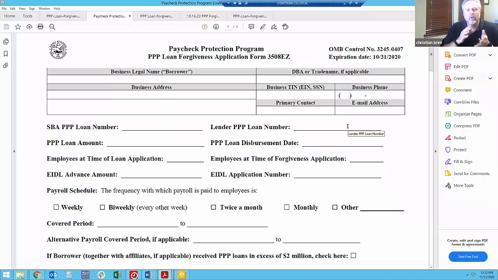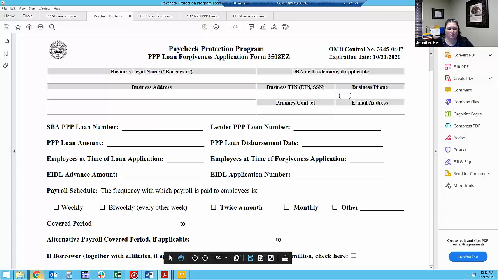Okay. I have a question while we're paused. What if your number of employees went up over 25%? Do you have to use the long form? No, this is just reduction. Okay.